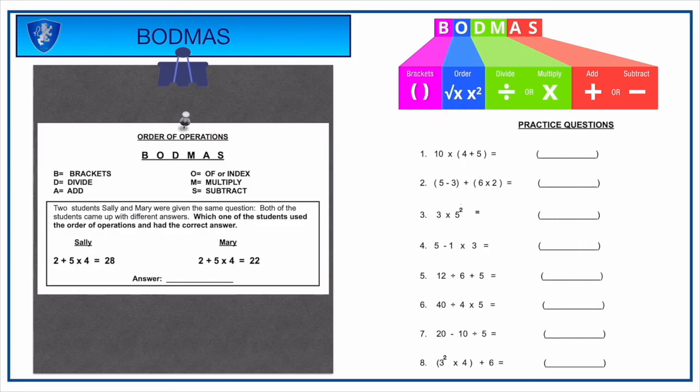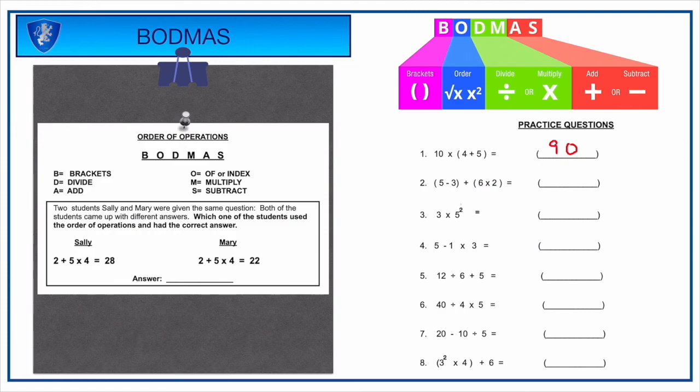I'll solve these brackets first, which is, as you see, 4 plus 5, which is 9. So when you solve the bracket, 9, then you multiply by 10, and so the answer will be 90 here. Right, so this first answer is 90. Right, now we go on to the second question again.